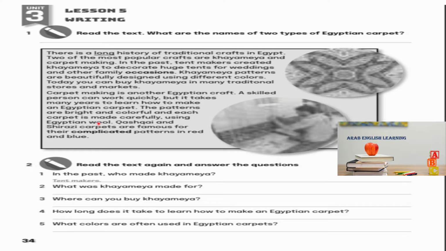Kashkai and Charazi carpets are famous for their complicated patterns in red and blue. So again, what are the names of 2 types of Egyptian carpet? They mentioned them here. Yes, Kashkai and Charazi carpets. Exercise 2, read the text again and answer the questions from the text.